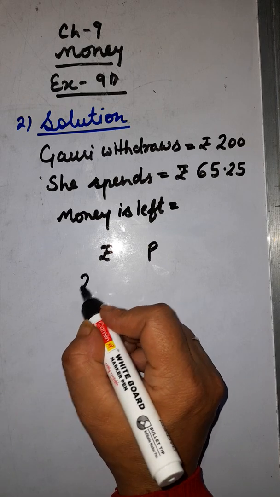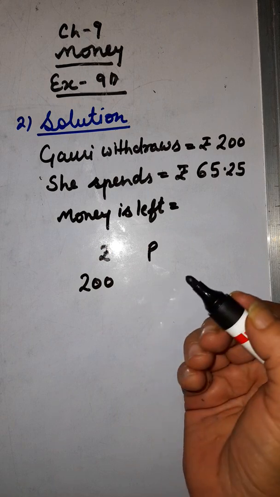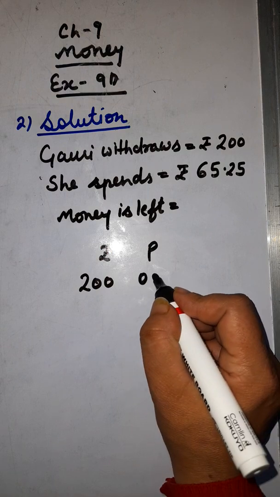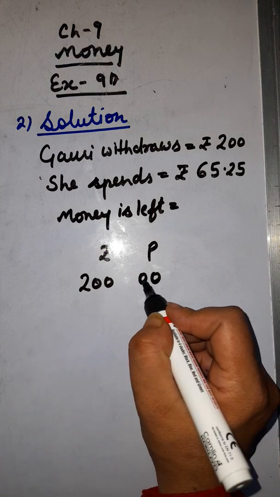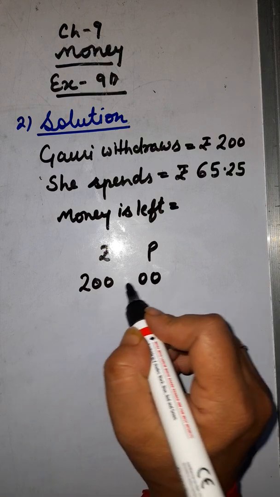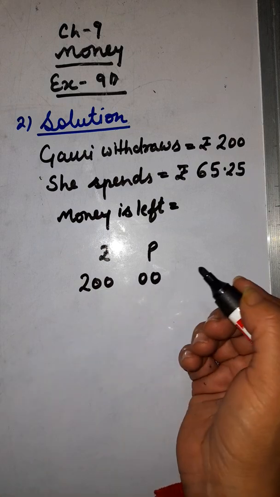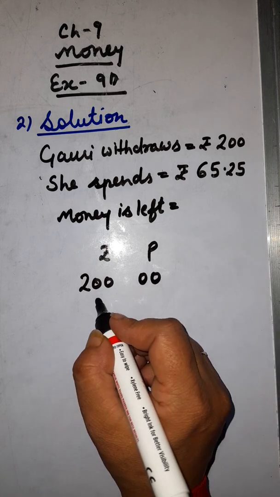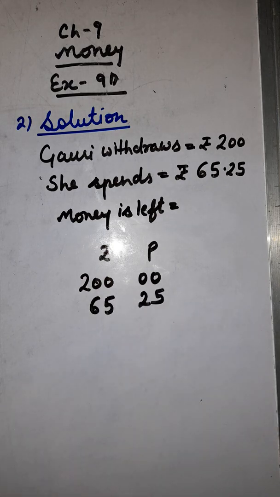Now we'll write here 200 rupees. We have here 200 rupees, and how many paise? 0. So we'll write 0. We have 200 rupees and 0 paise. So we'll write the 0 in the place of paise, below the paise. And next, here we have 65 rupees and 25 paise.